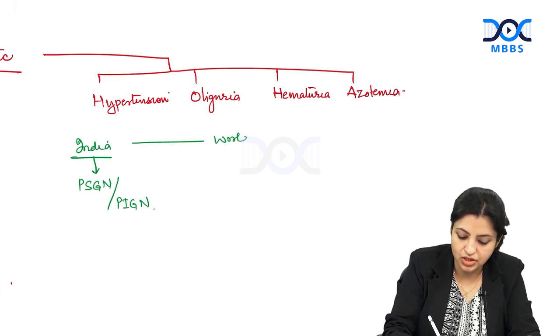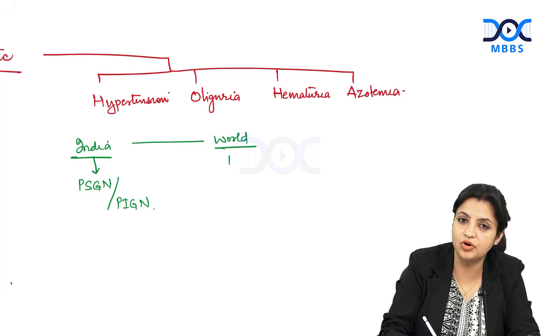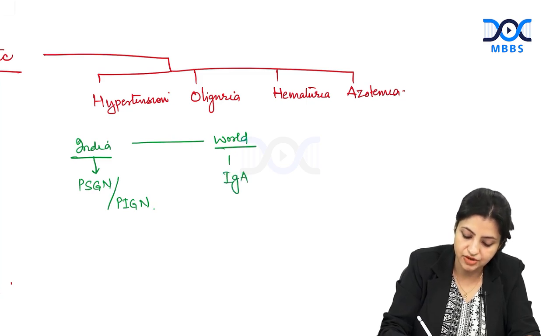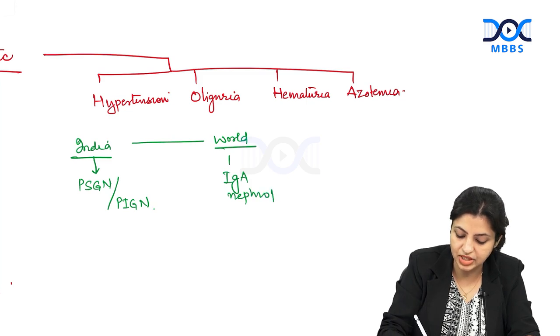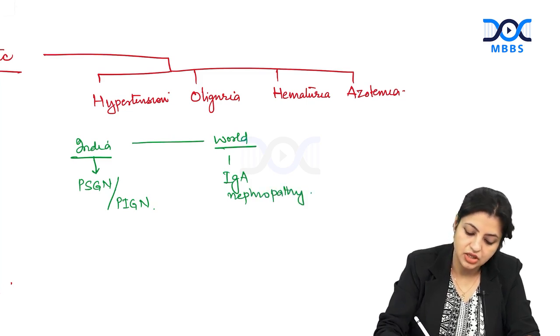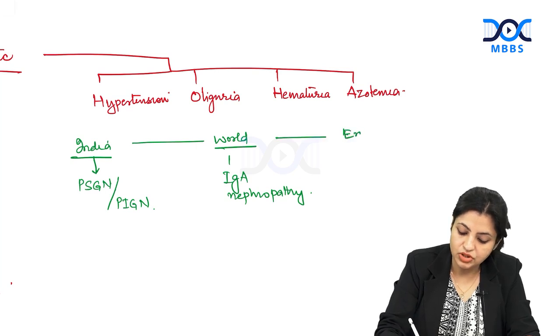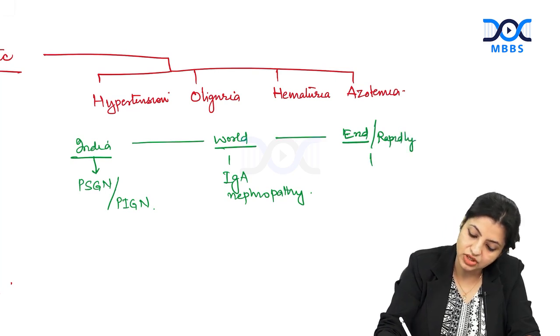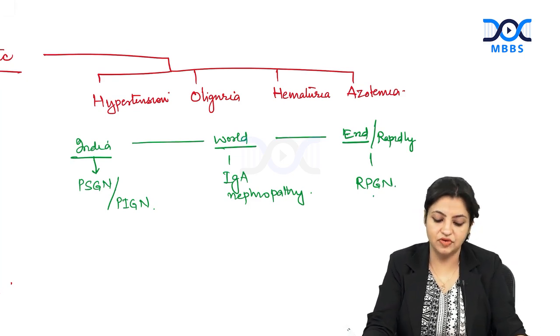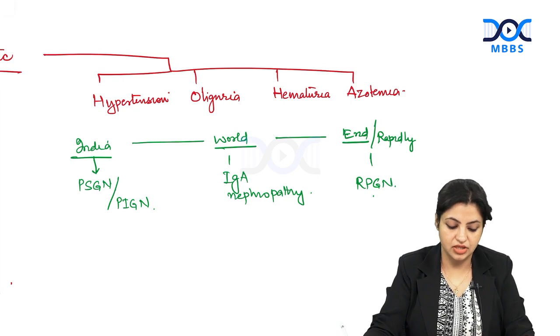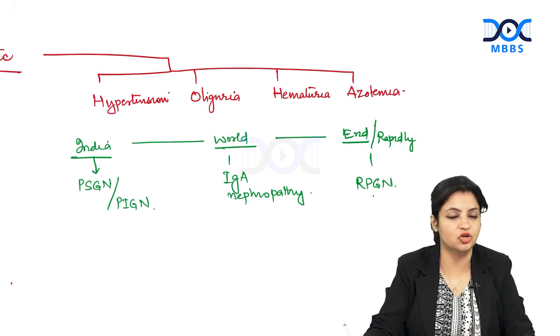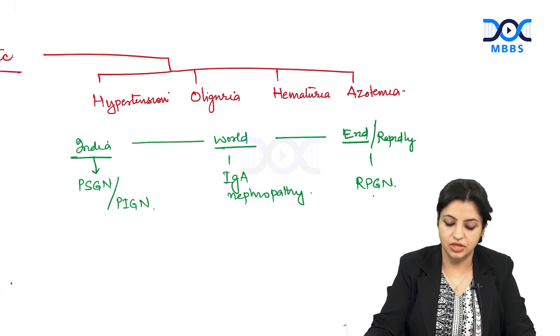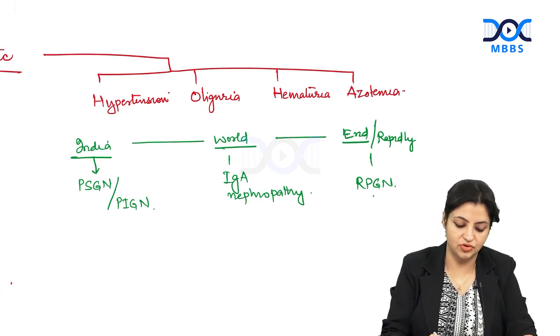If I am talking about the world, the most common cause of glomerulonephritis in the world is IgA nephropathy, which we will discuss as a separate competency later. Whereas, if I am talking about end stage or rapidly progressive glomerulonephritis, then your answer should be RPGN. It has a very bad prognosis, very rapidly progressive glomerulonephritis. So, these are 3 cases of glomerulonephritis you all have to remember: post-streptococcal, IgA nephropathy, and rapidly progressive glomerulonephritis.